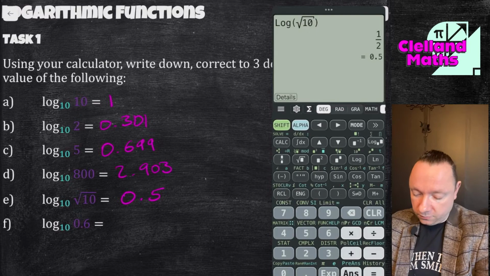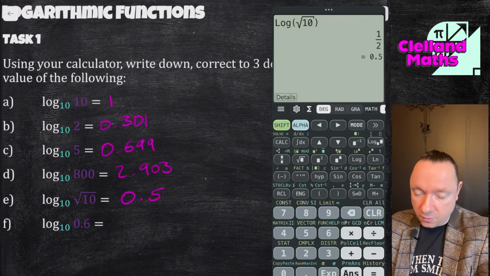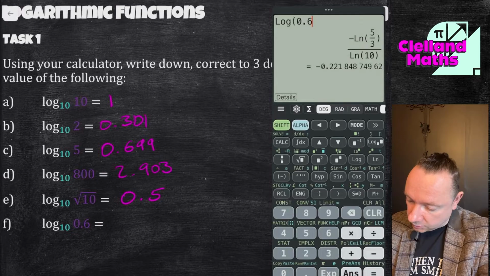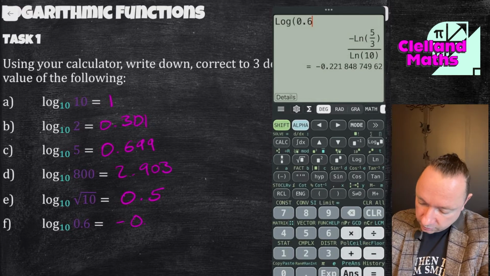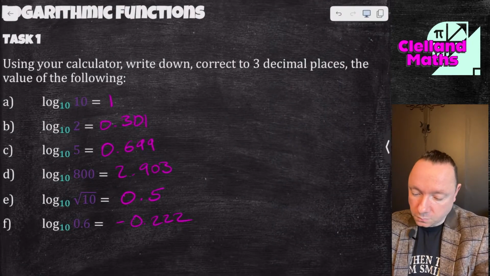I don't know if that is surprising to you, but it shouldn't be. 10 to the power of something is root 10. Well, the something must be the power of a half. 10 to the power of a half is the same as root 10. And then last one, log of 0.6 is minus 0.222. So that's how you use a calculator to work out a log as a number, okay?